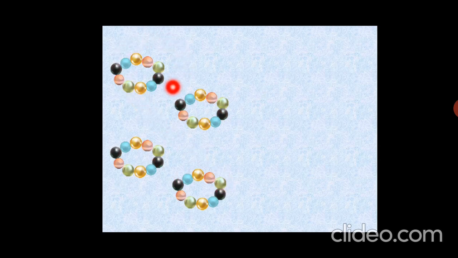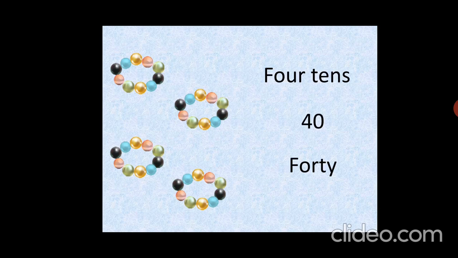Now here we could see 4 sets of 10s. In this set of 10 we have 10 beads. In this set of 10 we have 10 beads. In this set of 10 we have 10 beads. In this set of 10 we have 10 beads. Totally we have 4 sets. That is 4 tens. 4 tens means 40. What is the spelling of 40? F-O-R-T-Y, 40.